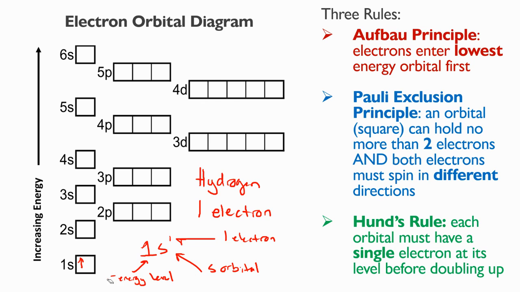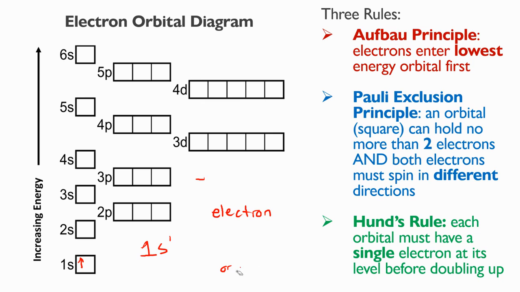So let's go one element further. Let's look at helium. Helium has 2 protons, so a neutral atom of helium is going to have 2 electrons. I'm just going to erase that. I don't really have to, but I'm going to. Well, I need to allocate these 2 electrons somewhere. They've got to go on the lowest energy level.